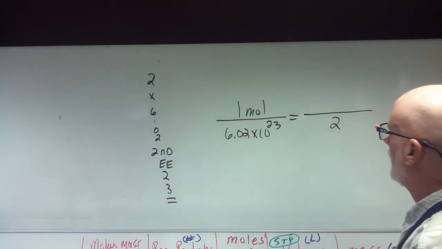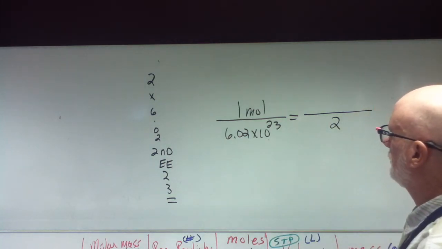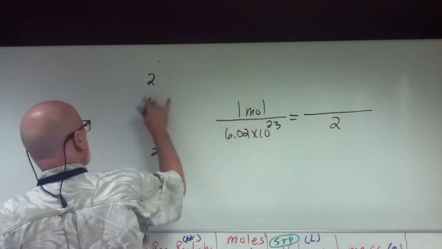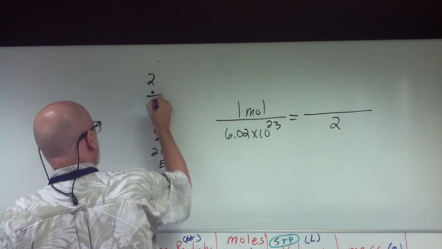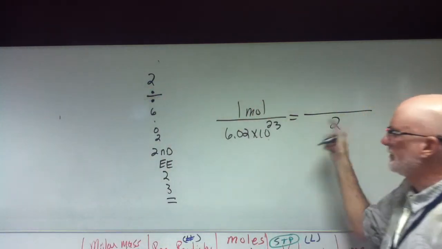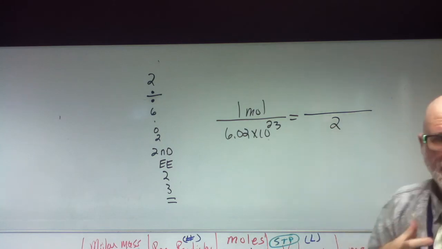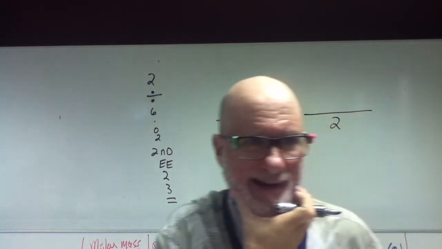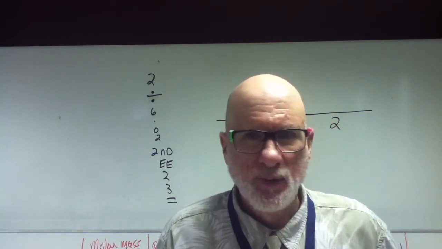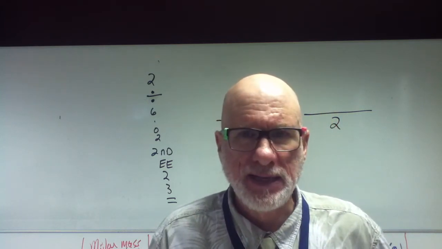What did I say? Wait a second, I made a mistake. We're supposed to divide. 2 divided by 6.02, sorry, mistake. Cross multiply and divide, my mistake. My bad. 3.32. What is it? I need the whole thing.